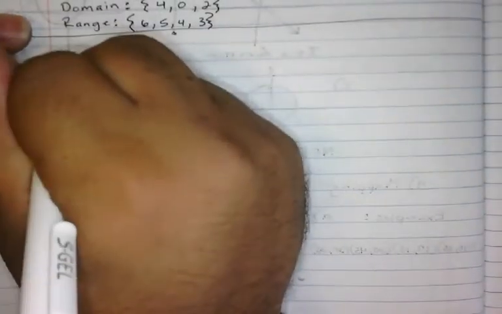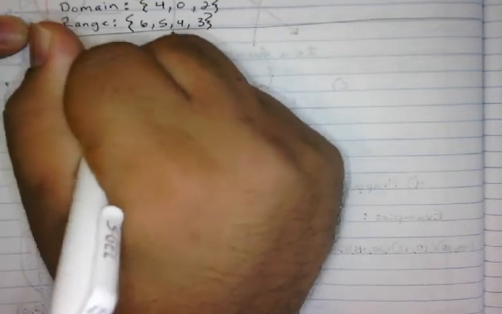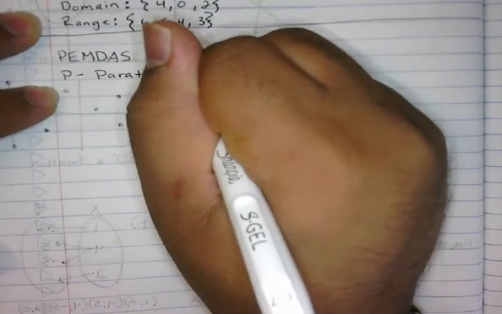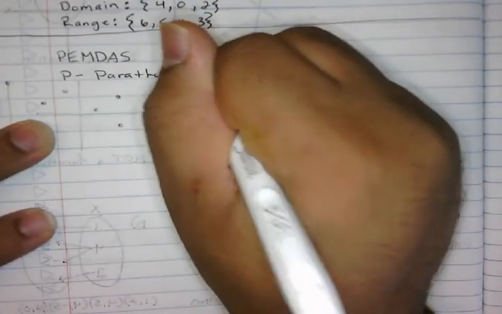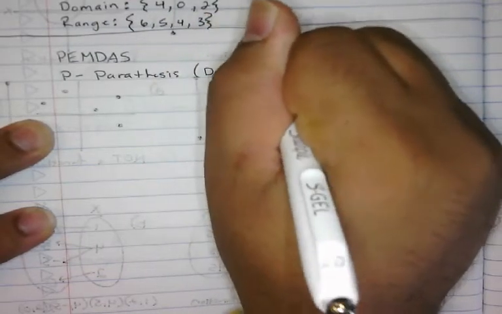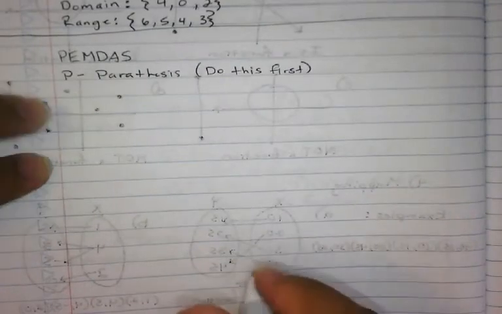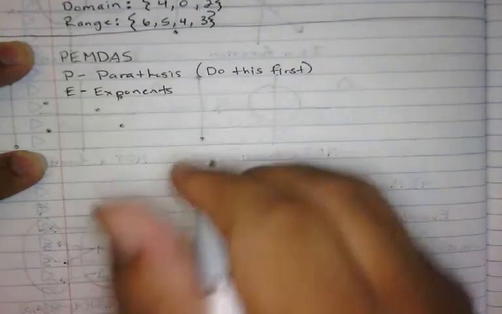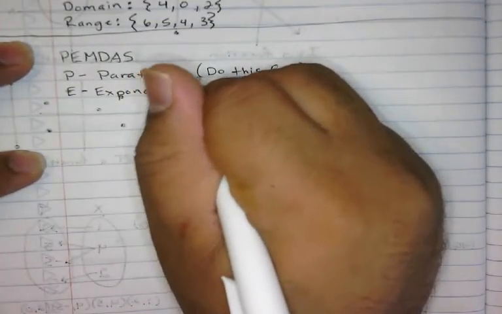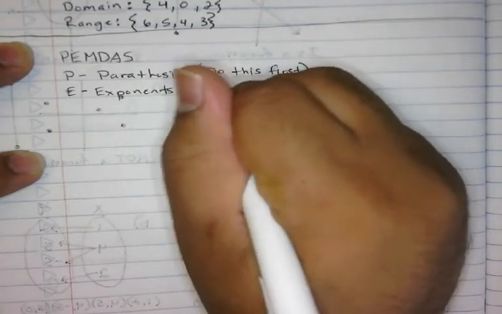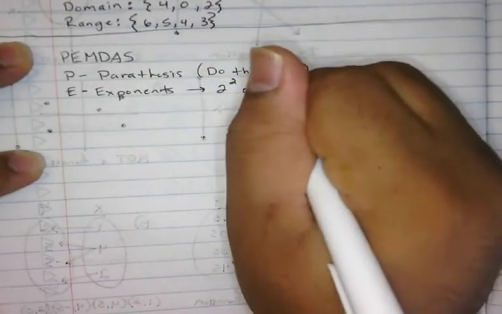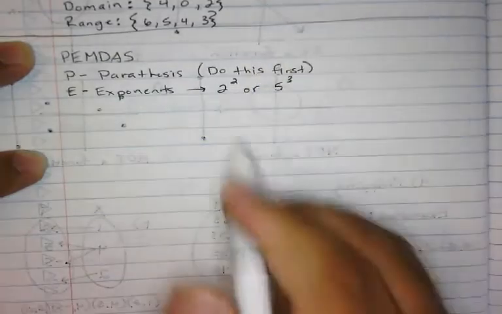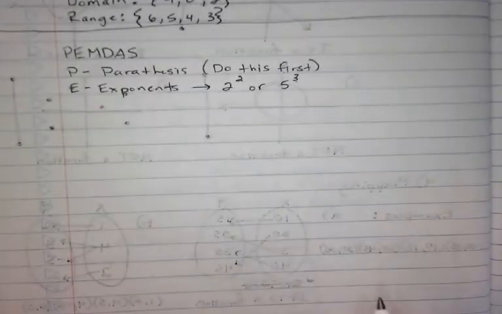Your P stands for parentheses, so that means you do everything in the parentheses first. You do the math in there first. Your E stands for exponents. If you have any exponents, like 2 to the second, or 5 to the third, that's an exponent. The exponent's a number on top. You do those next.